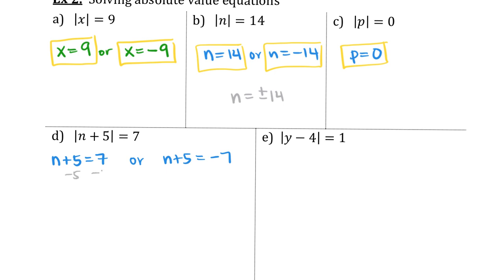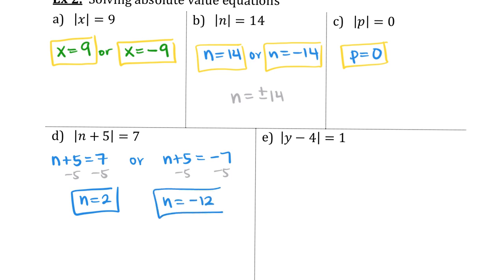So if I minus 5 here, I get 2. Let's check if that makes sense. If I plug in 2, 2 plus 5 is 7. If I absolute value 7, I get 7. That works. Let's try to solve the other one. -7 minus 5 is -12. Let's see if this one makes sense. If I plug in -12, -12 plus 5 is -7, and when I absolute value -7, I also get 7. So I got 2 answers. They just don't have that same number, positive, negative.